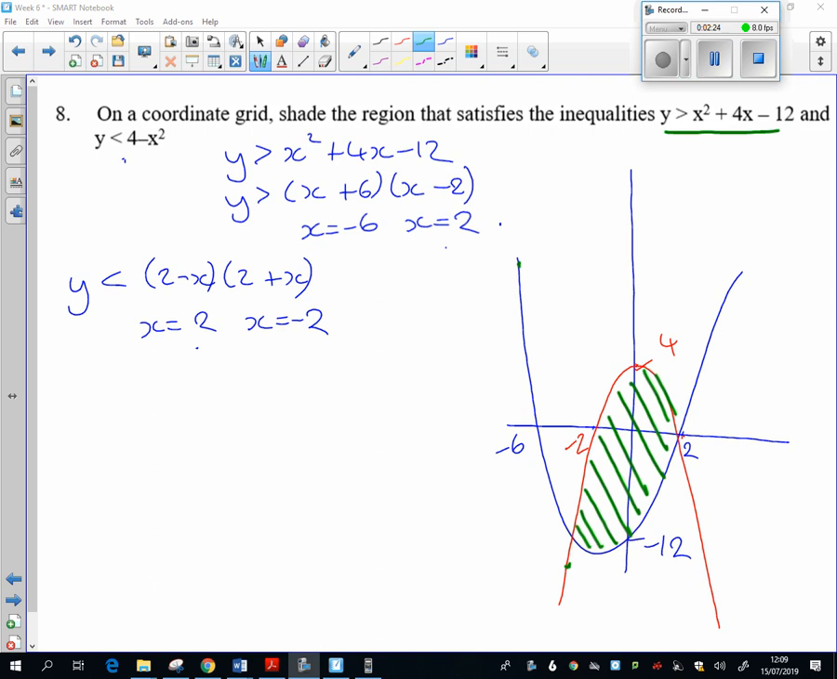It just says shade. Sometimes it says things like label it R, but it just says shade. And then the other thing to consider, both of these were strict inequalities, so we are including the quadratics, so they're fine to be solid lines. I don't need to sort of go back and change those to dotted lines.